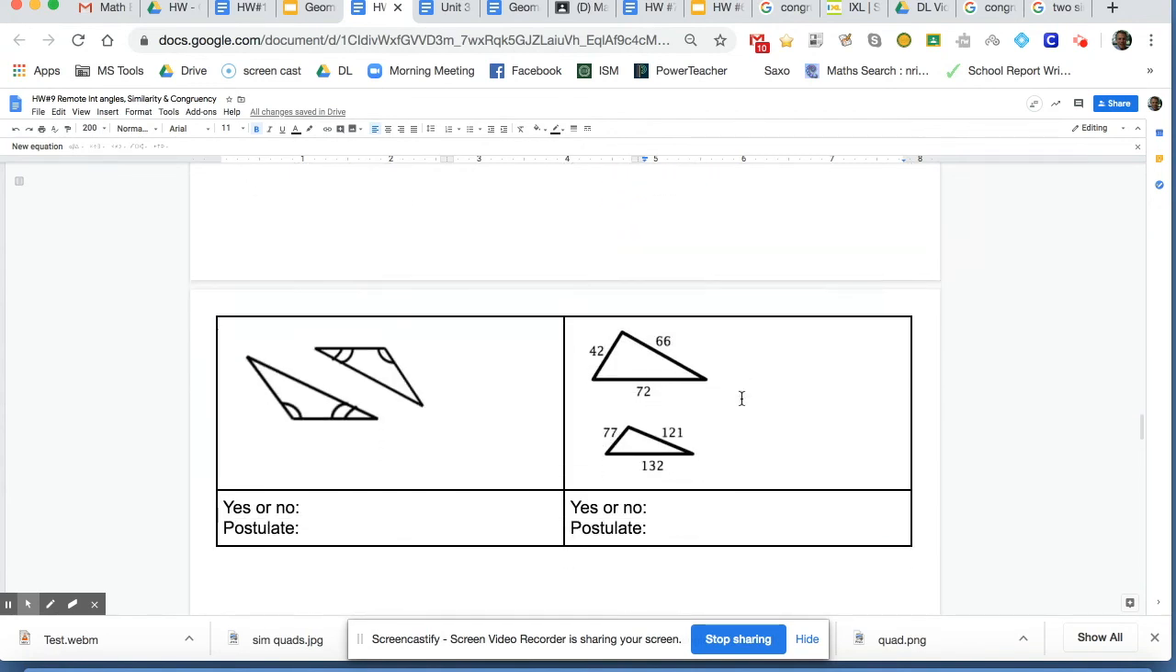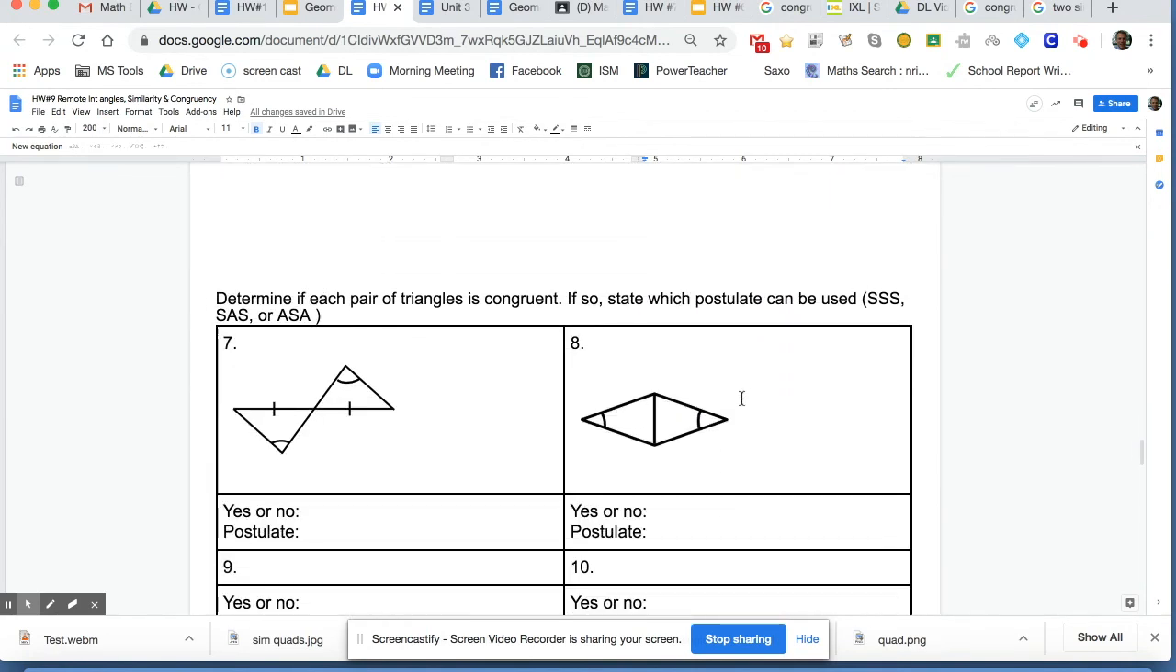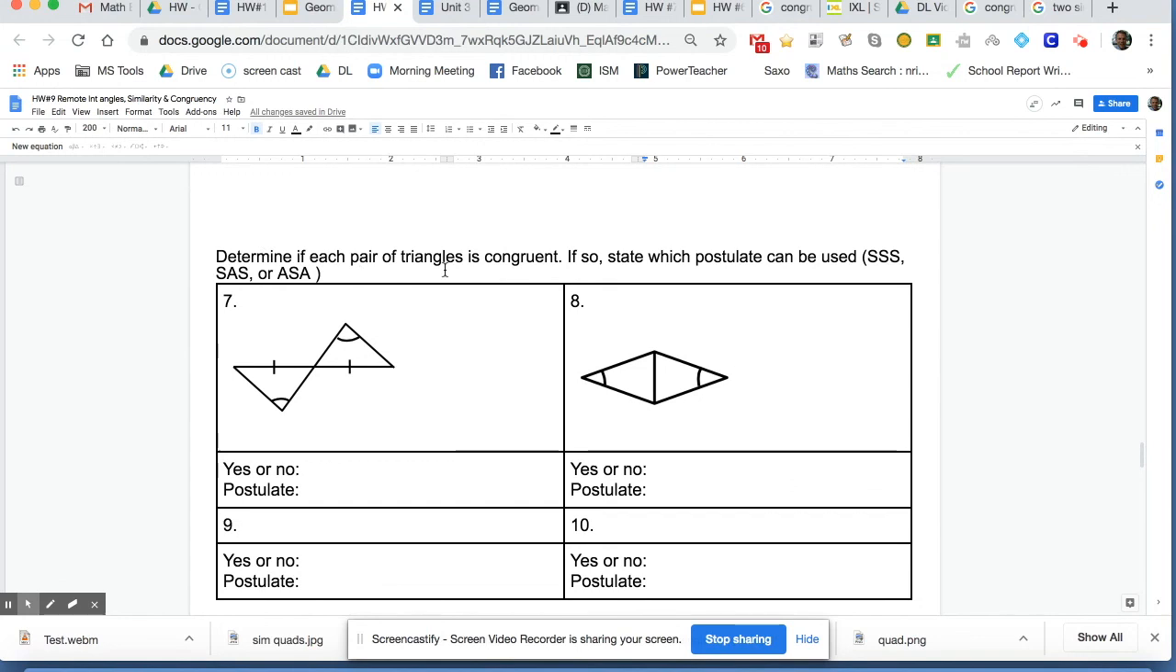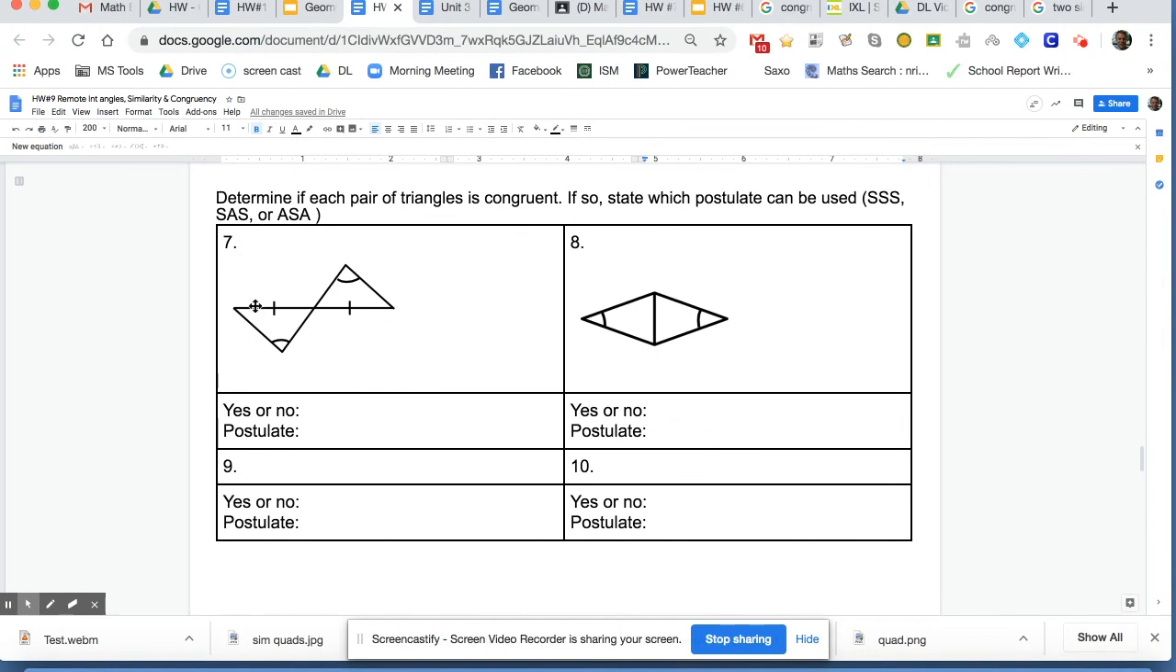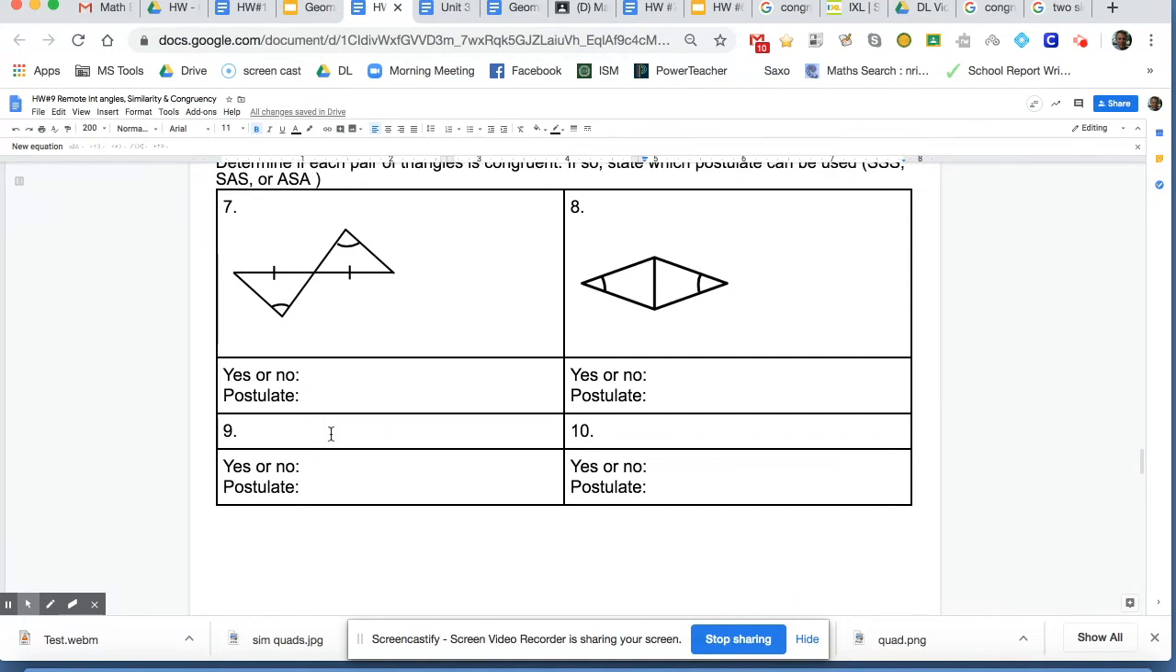And as we move through them, we get to determining if these triangles are congruent. Okay, and we're going to talk about, if they are, by what postulates. So are these two triangles congruent? If so, yes or no. So if yes, by what postulate are they? Okay.